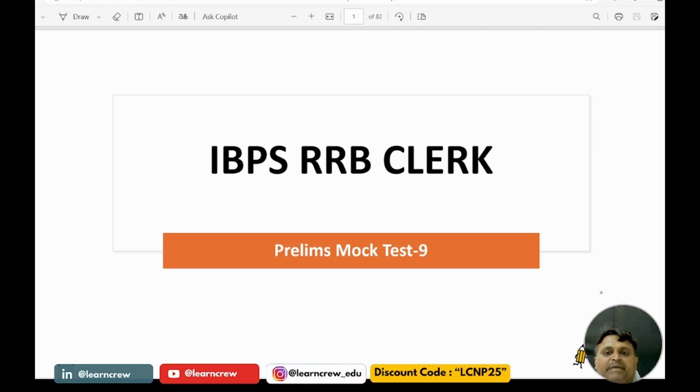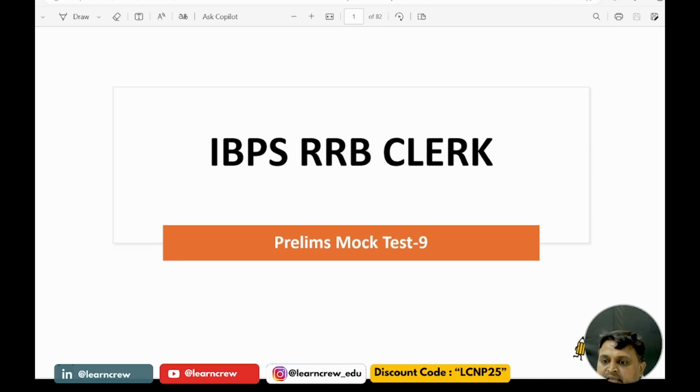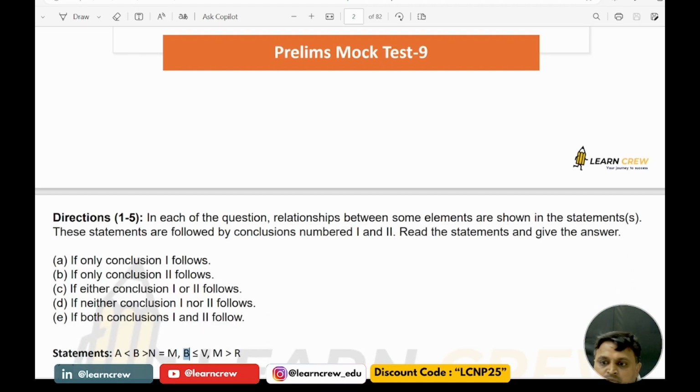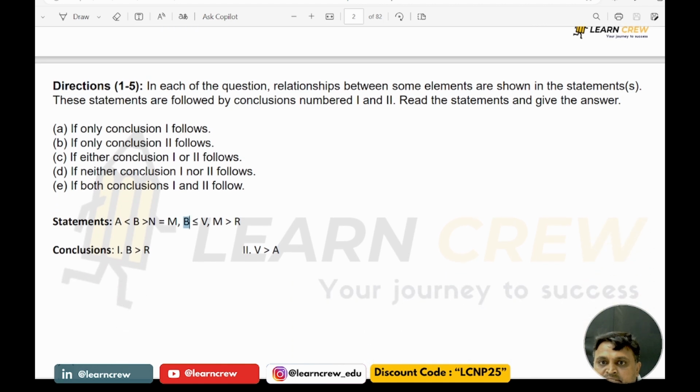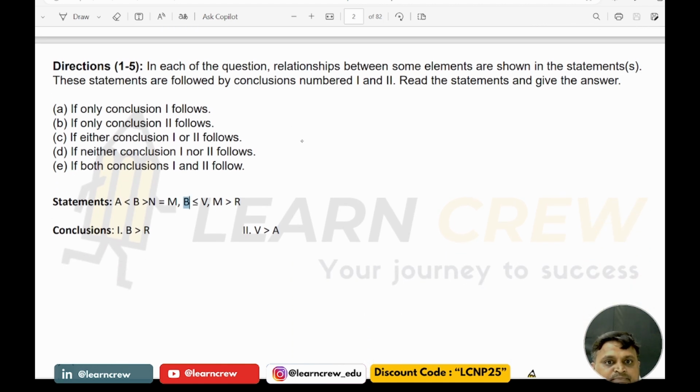It is on the IBPS RRB Clerk Prelims Mock Test 9 explanation session. The first 40 questions are on reasoning. Let us see how we can solve them quickly. I am taking the session in a faster manner because we have to be fast in answering the questions.